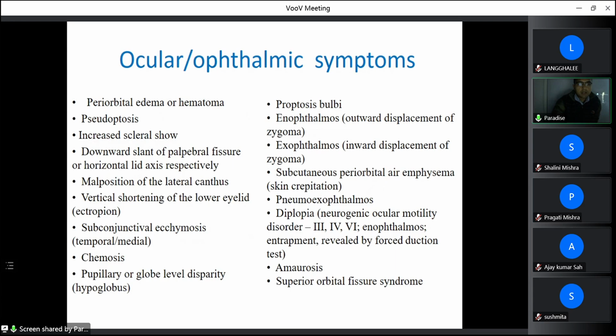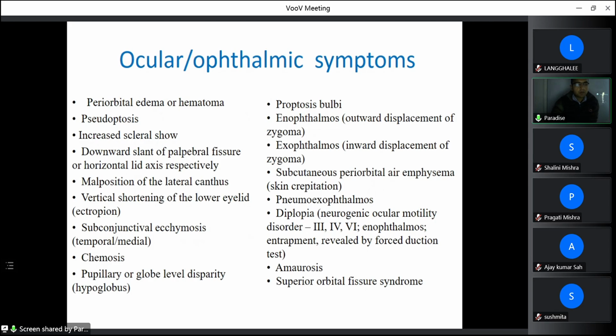There are many ocular or ophthalmic symptoms like periorbital edema or hematoma, pseudoptosis, increased scleral show, downward slant of the palpebral fissure, due to downward displacement of Whitnall's tubercle, malposition of the lateral canthus, and vertical shortening of the lower eyelid, also known as ectropion. Subconjunctival ecchymosis, mostly in the temporal or medial region. There may be chemosis. Chemosis is accumulation of fluid within the conjunctiva; edema of the conjunctiva is known as chemosis.